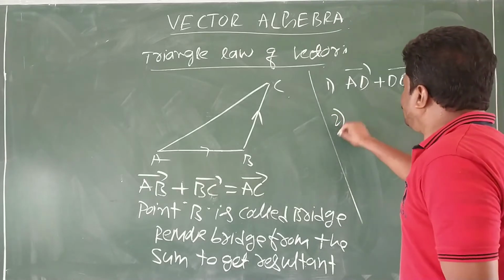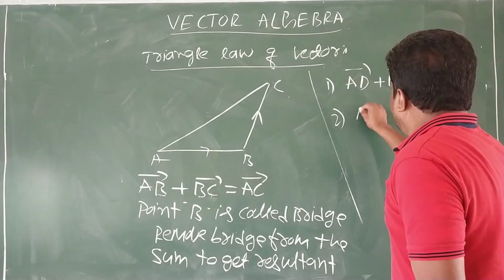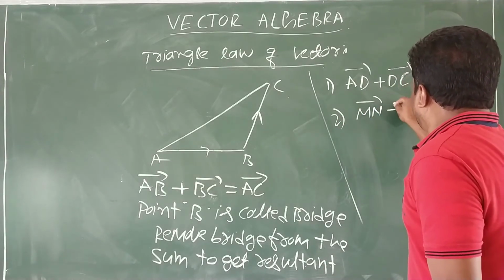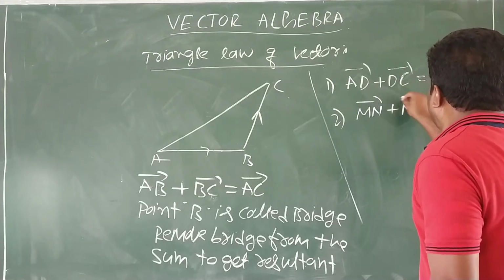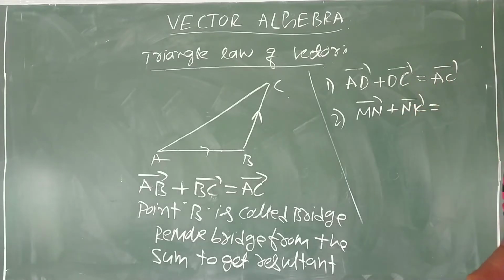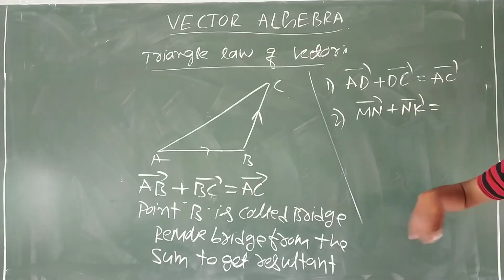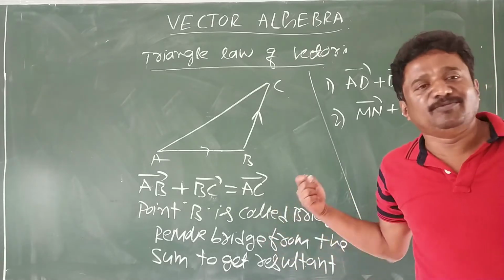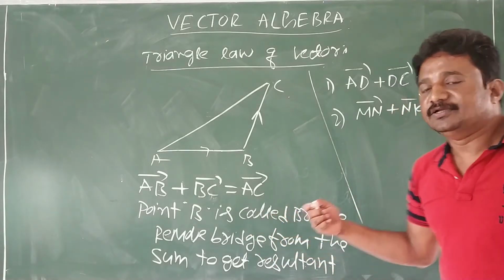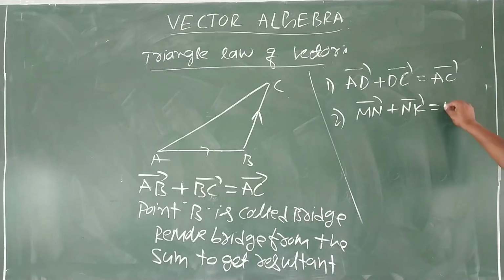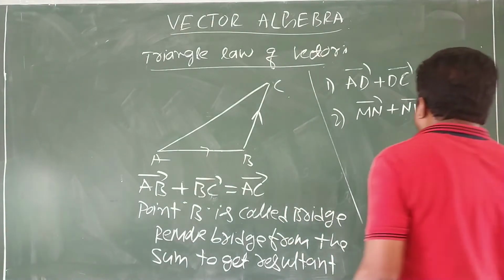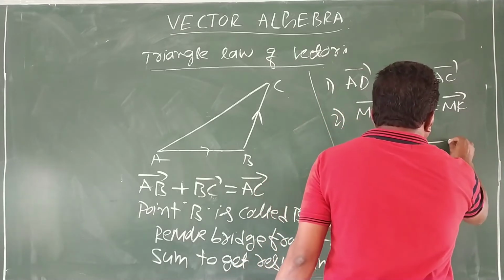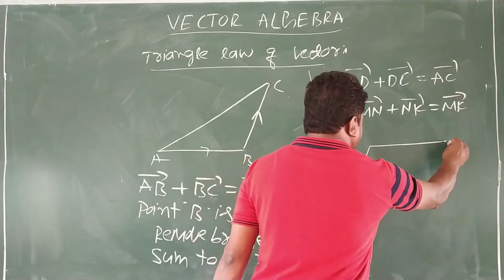One more. If I write vector MN plus vector NK, tell me the resultant of this. Tell me the bridge: N. Remove the bridge, the link, to make it a triangle. So MN plus NK should be equal to what? Vector MK. Same thing.